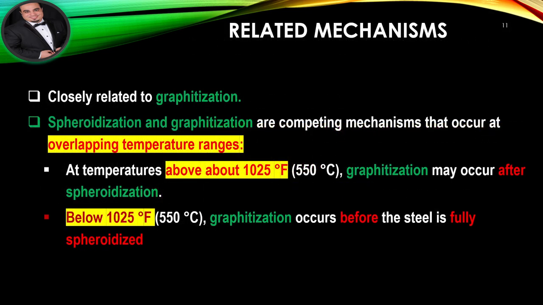Related mechanisms. Closely related to graphitization. Spheroidization and graphitization are competing mechanisms that occur at overlapping temperature ranges. At temperatures above about 1025 degrees Fahrenheit, graphitization may occur after spheroidization. Below 1025 degrees Fahrenheit, graphitization occurs before the steel is fully spheroidized.